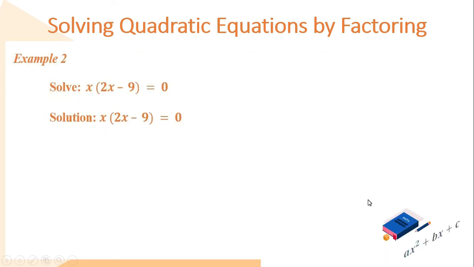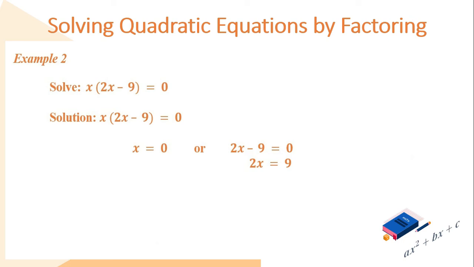Another example is example number 2. Solve x times the quantity 2x minus 9 equals 0. So the solution: we have x times the quantity 2x minus 9 equals 0. We equate x equals 0, and the other one is 2x minus 9 equals 0. For the first factor, we don't have to solve because it's already the value of x.